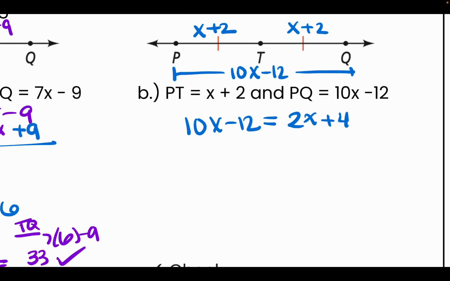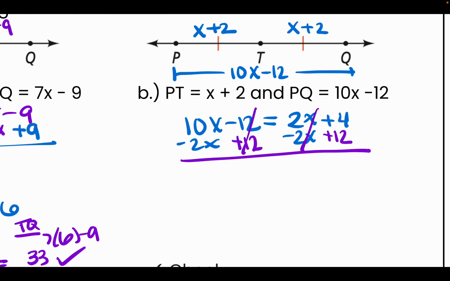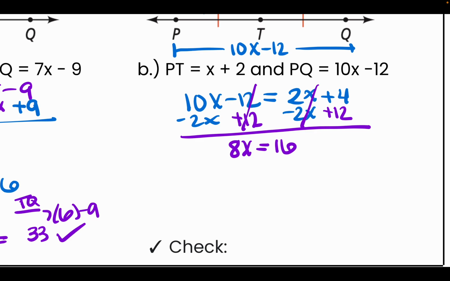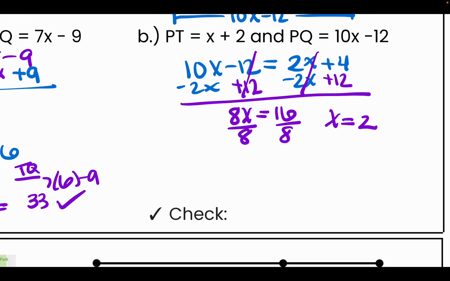Okay, and now we're going to solve. So we're going to minus 2x from both sides. And then again, to save time, I'm going to do 2 steps at once. I'm going to add 12 to both sides. Okay, so we get 8x equals 16. I don't know what I was thinking. 20. And then divide by 8. X is equal to 2. Now we're going to check.